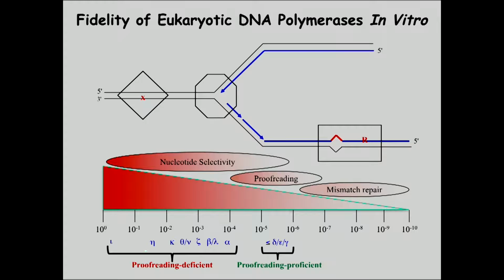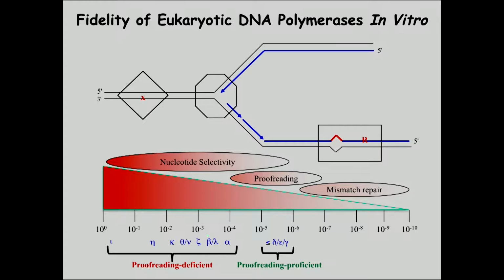And in this designation down here are the proofreading deficient and the proofreading proficient DNA polymerases from mammalian or yeast cells. And you can see that the proofreading proficient DNA polymerases are the most accurate on this sliding scale from no discrimination against errors to a fidelity in vitro that is at least as good as 10 to the minus 10 errors per nucleotide replicated, and that comes from nucleotide selectivity, proofreading, and mismatch repair.